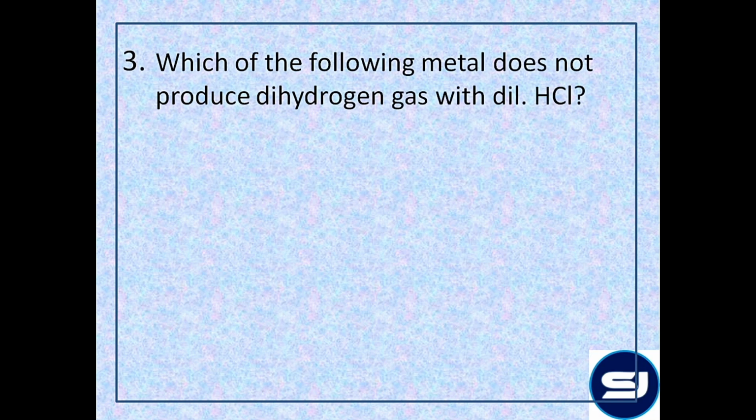Which of the following metals does not produce dihydrogen gas with dilute HCl? Now, metals have a tendency to react with the acid and release hydrogen gas, but this release is possible only if the metal is placed above H in the reactivity series. Options: magnesium, zinc, silver, barium.